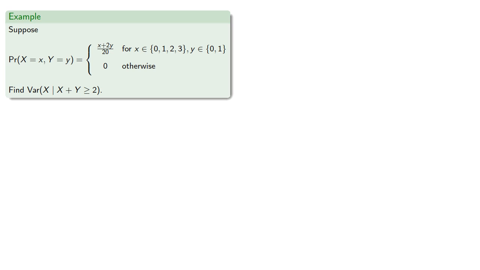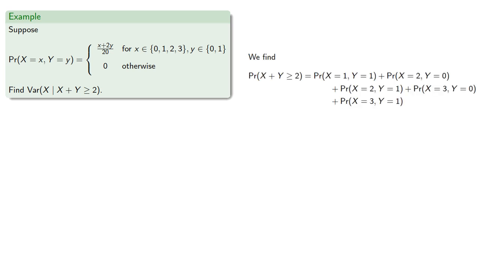So let's find the variance of x given that the sum is greater than or equal to 2. So the sum can be greater than or equal to 2 in a couple of different cases, and we find our probabilities.